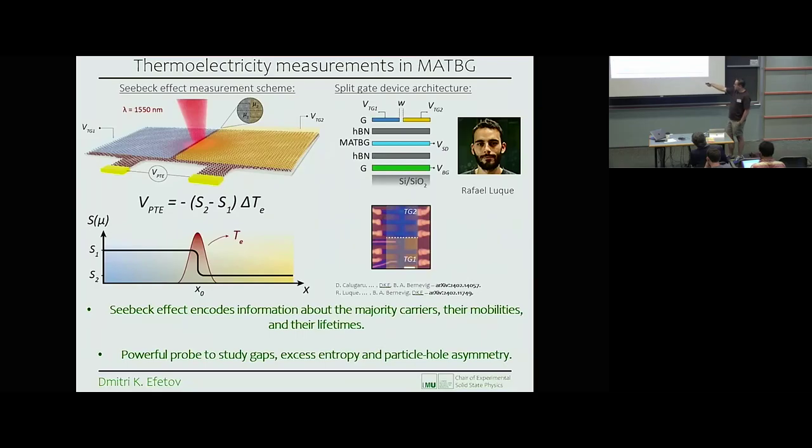So we have basically a PN junction, and we have a thermal gradient across it. And I'll justify a little bit more why this type of experimental scheme really works out here. Okay, and basically what we see here is the following.